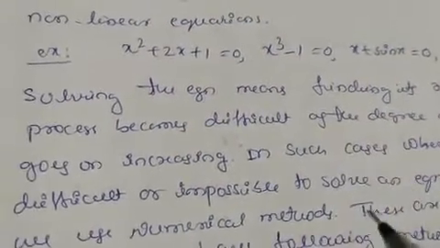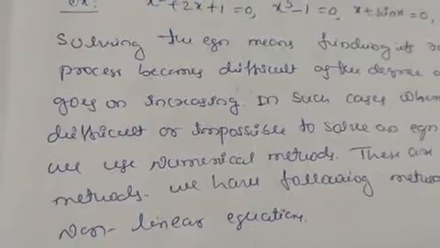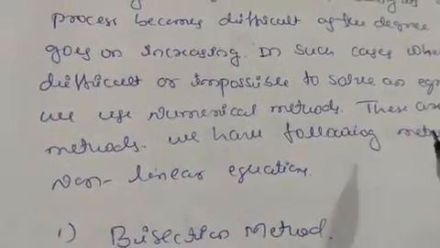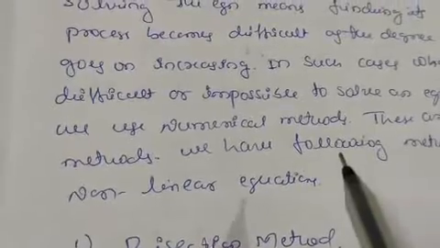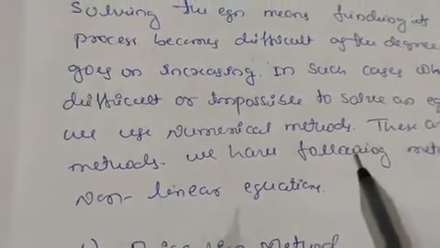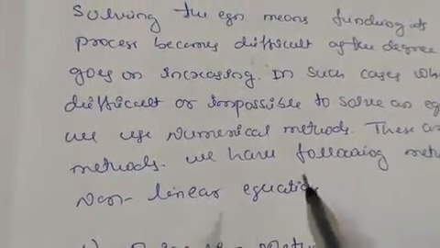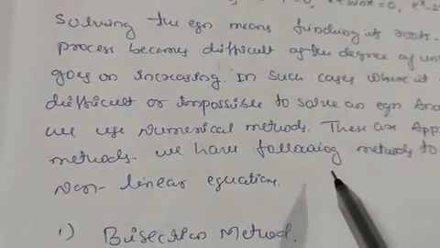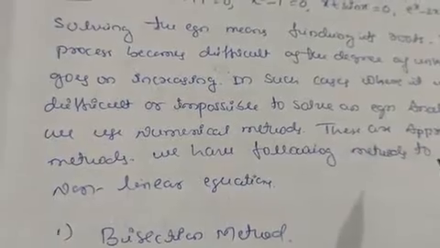In the numerical method we use some iteration method. The numerical method is an approximate method, so this is an approximate solution. We use one method and we use the same solution repeatedly to get the accurate value. So we can call it an iteration method.